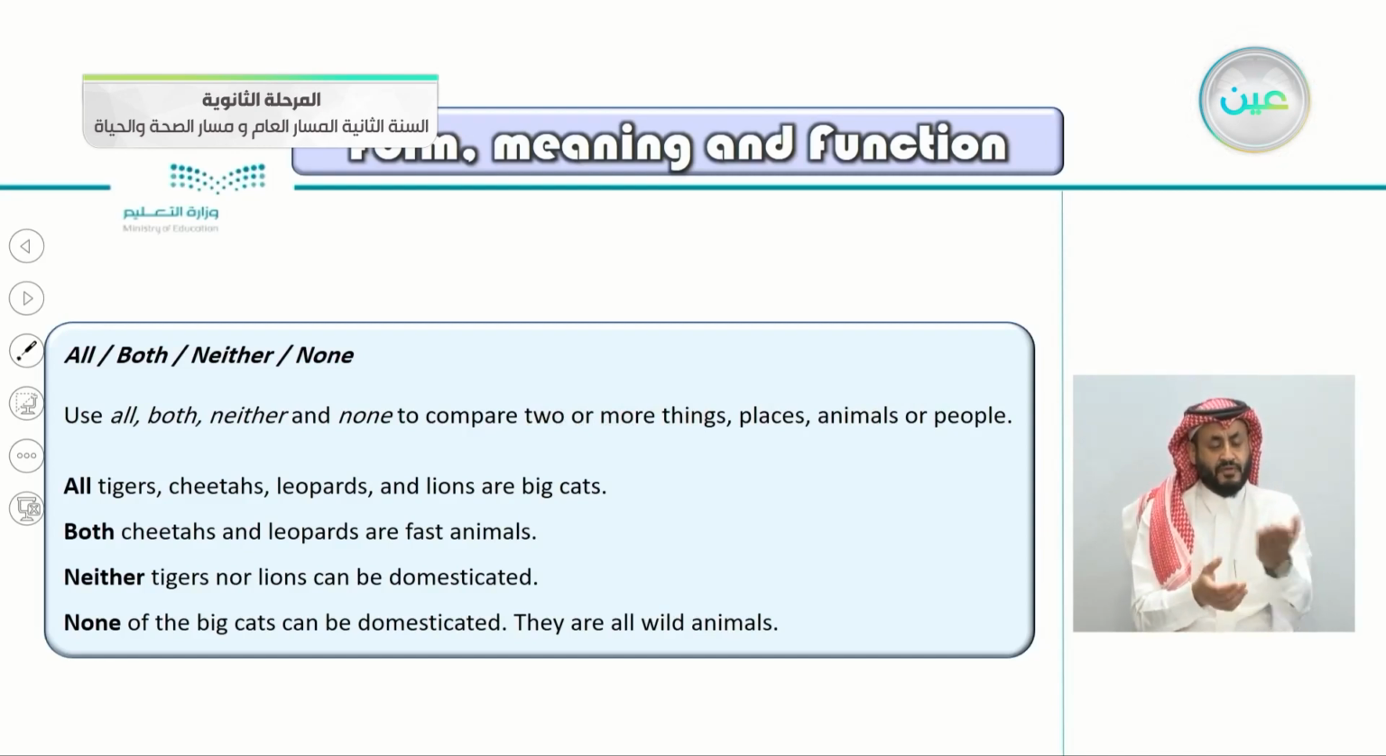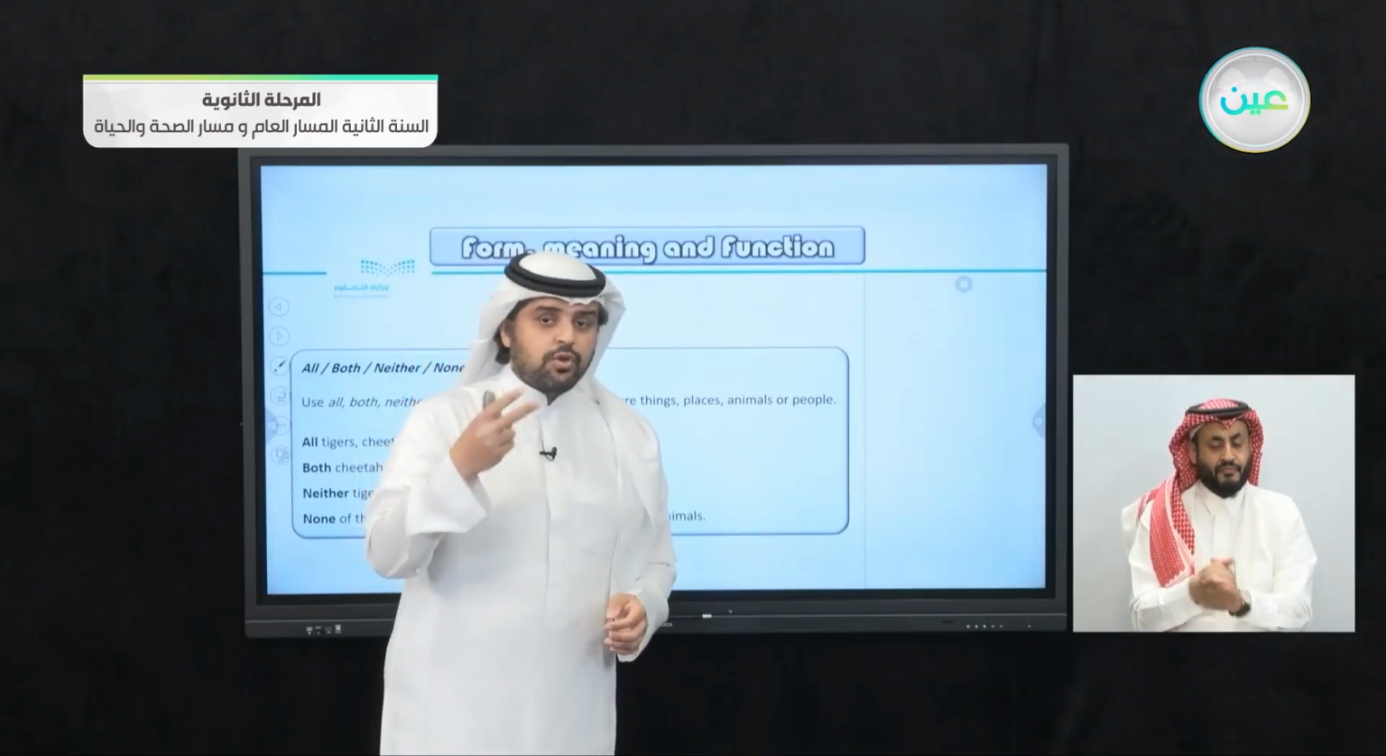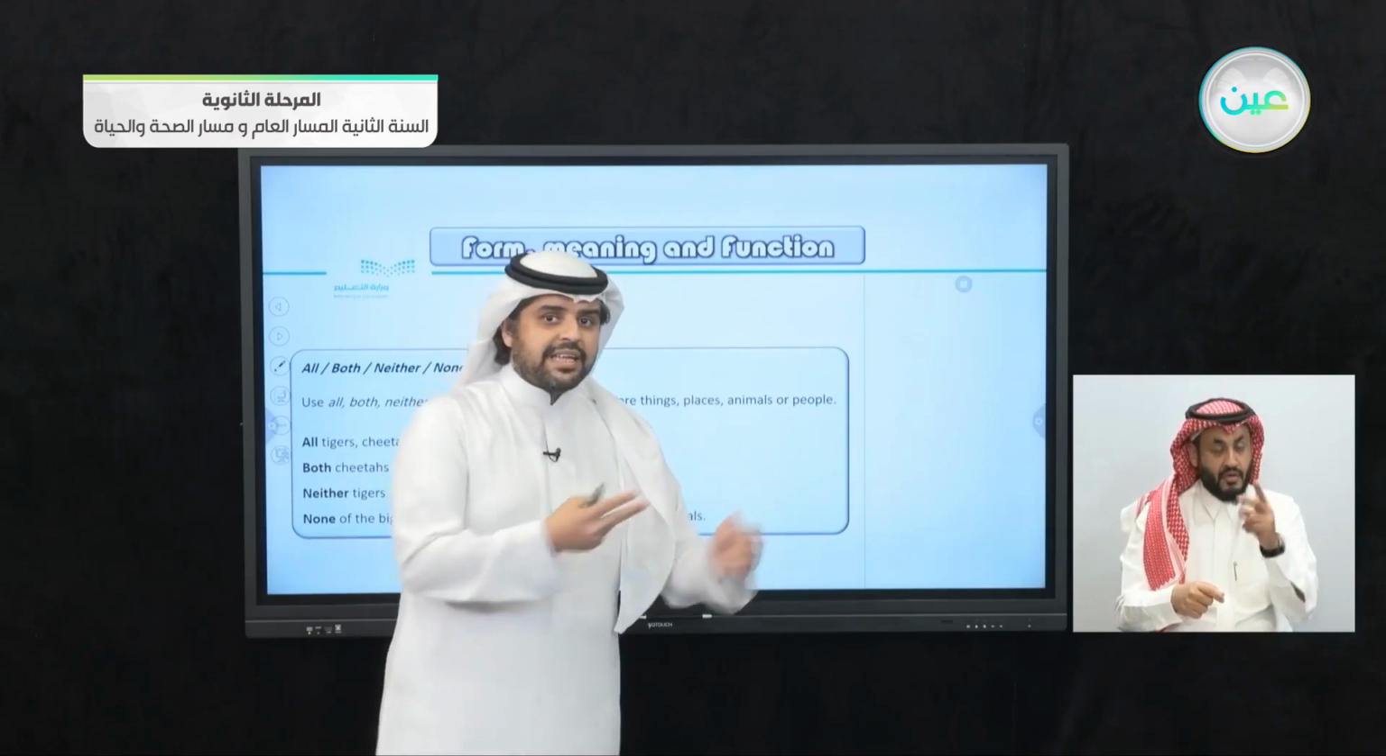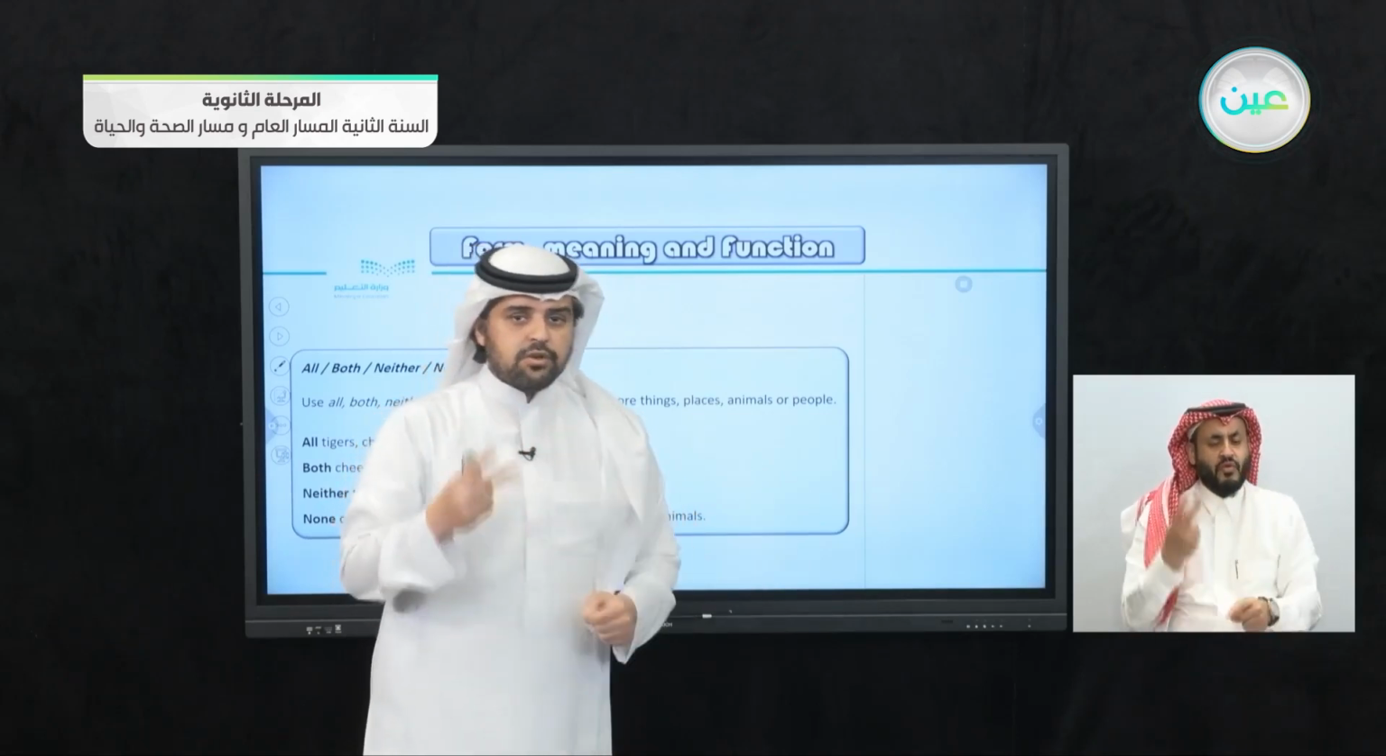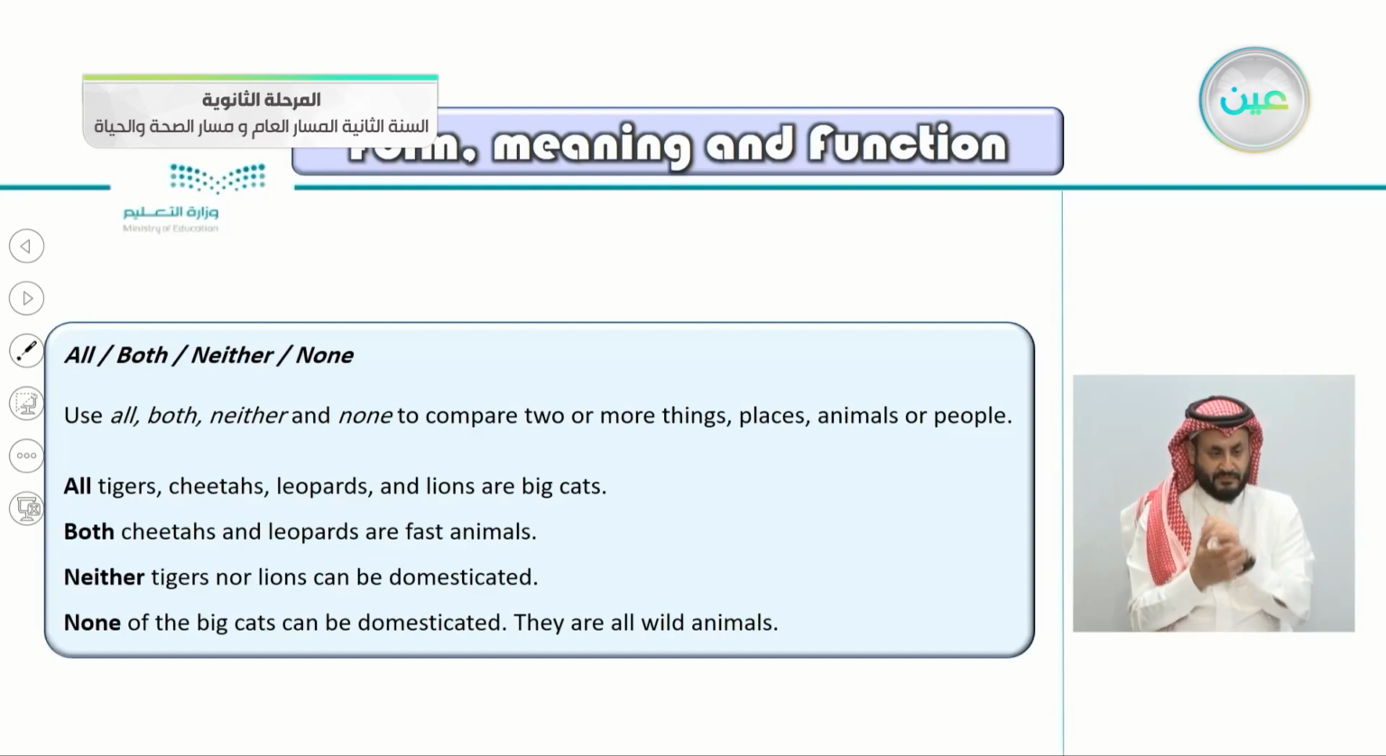So all tigers, cheetahs, leopards, and lions are big cats. So all tigers, 2 or more. Remember, 2 or more. All tigers, cheetahs, leopards, and lions are big cats. Both cheetahs and leopards are fast animals. So both, we know these are just 2. When we say both, you know that it's not 2 or more, it's just 2. Both of them. So both means 2. Both cheetahs and leopards are fast animals.